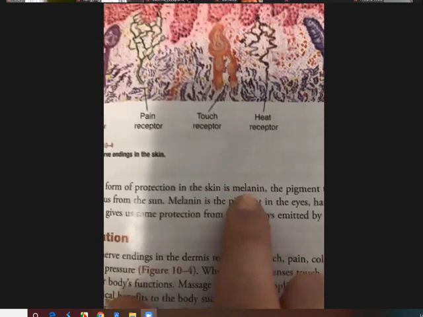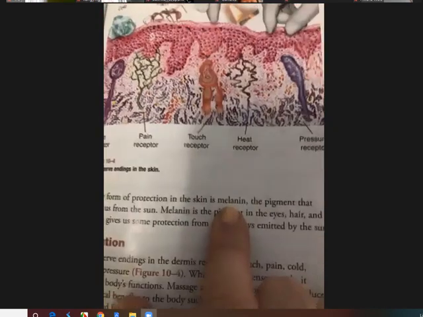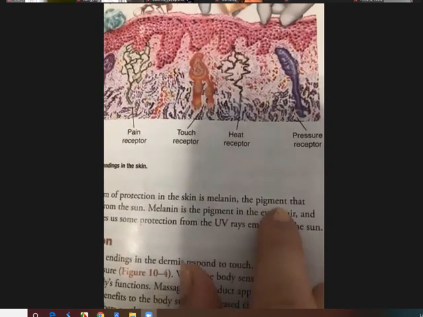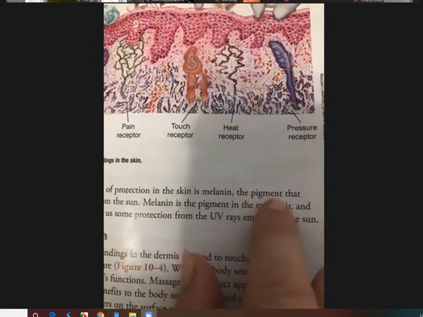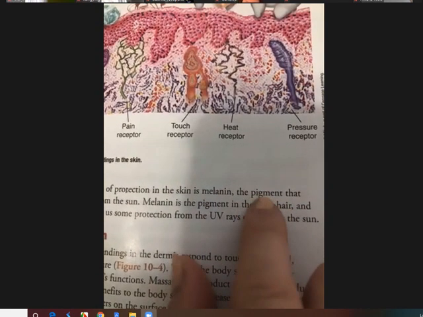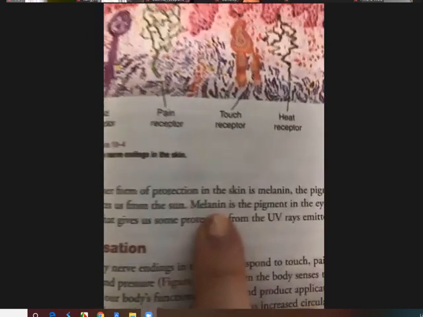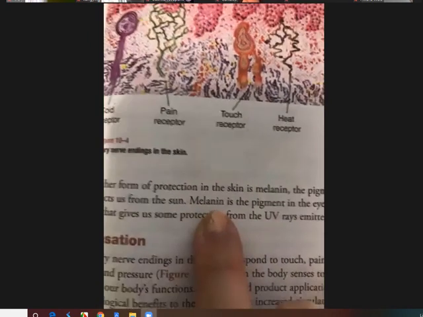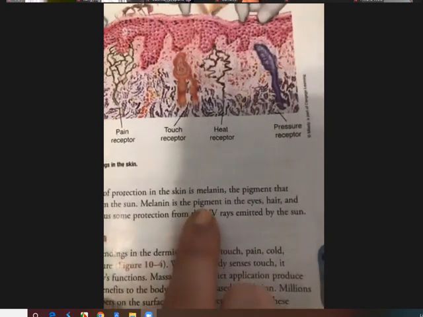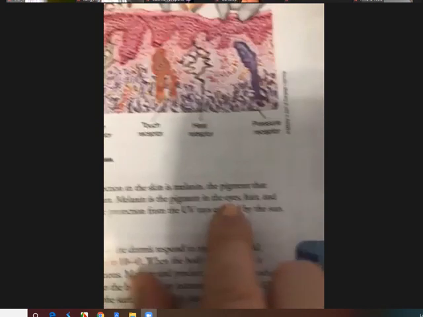So let's look at the next page, 231. Now, another form of protection in our skin is the melanin. Melanin 就是黑色素, okay? The pigment color 就是 color, okay? Pigment means color. The color pigment that protects us from the sun. So melanin, or melanine, it's the pigment you will find in your eyes. Your eyes, right?